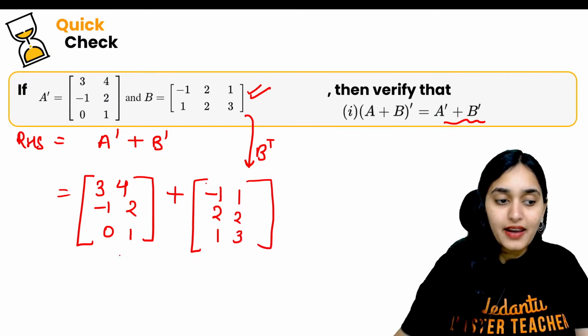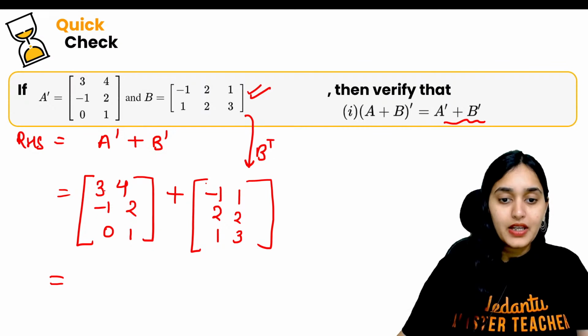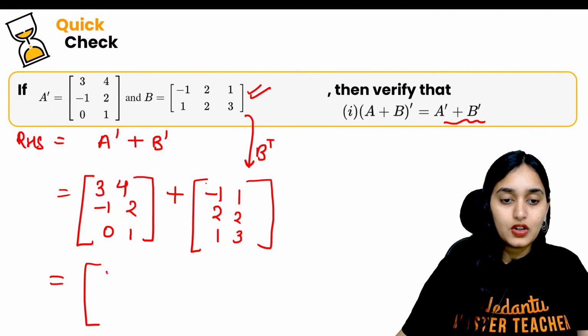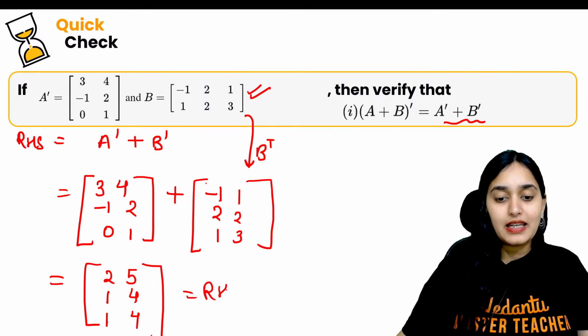Now you add them. So what do you get? 3 minus 1 is 2, 4 plus 1 is 5, minus 1 plus 2 is 1, 2 plus 2 is 4, 0 plus 1 is 1, 1 plus 3 is 4. This is my right hand side.